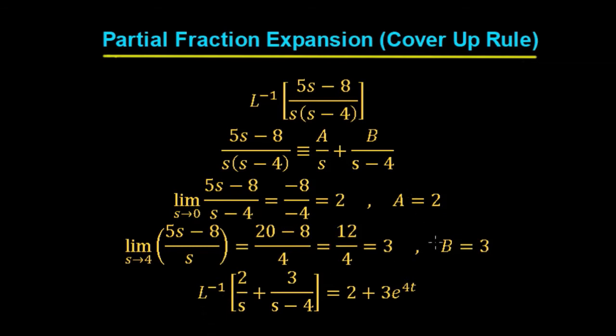So putting a and b into the equation above, we've got the inverse Laplace transform of 2 upon s plus 3 upon s minus 4, which equals 2 plus 3e to the 4t.